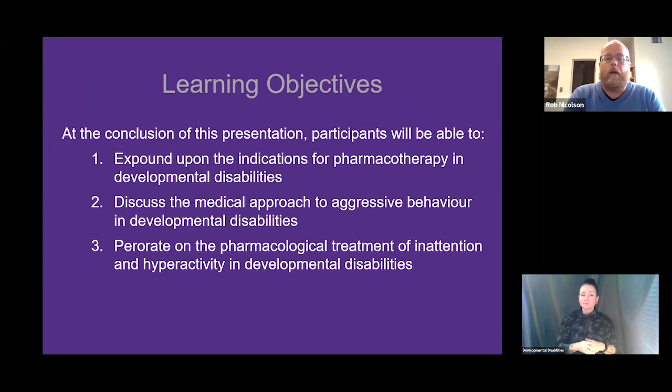This is the list of objectives. The third one is a bit different because I think on the flyer you got, it was worded a bit differently, but there they are.